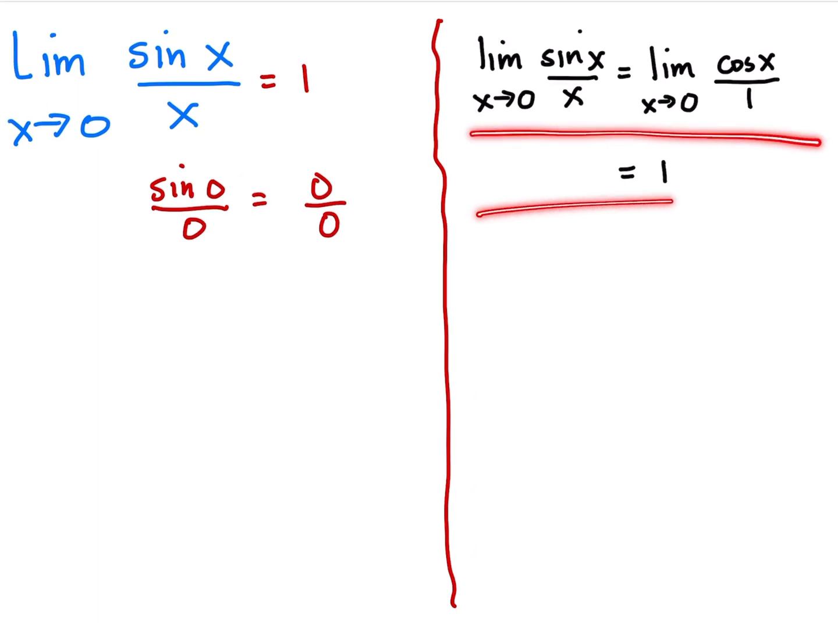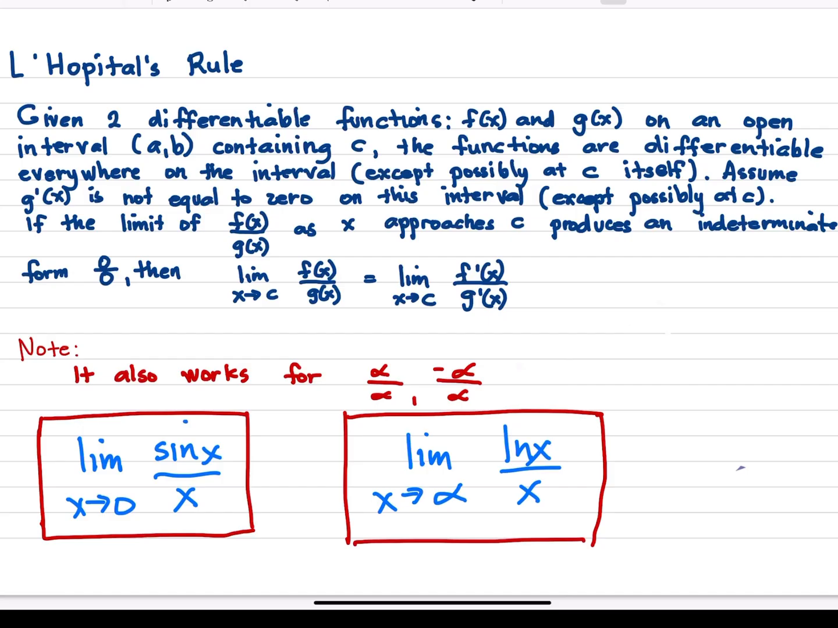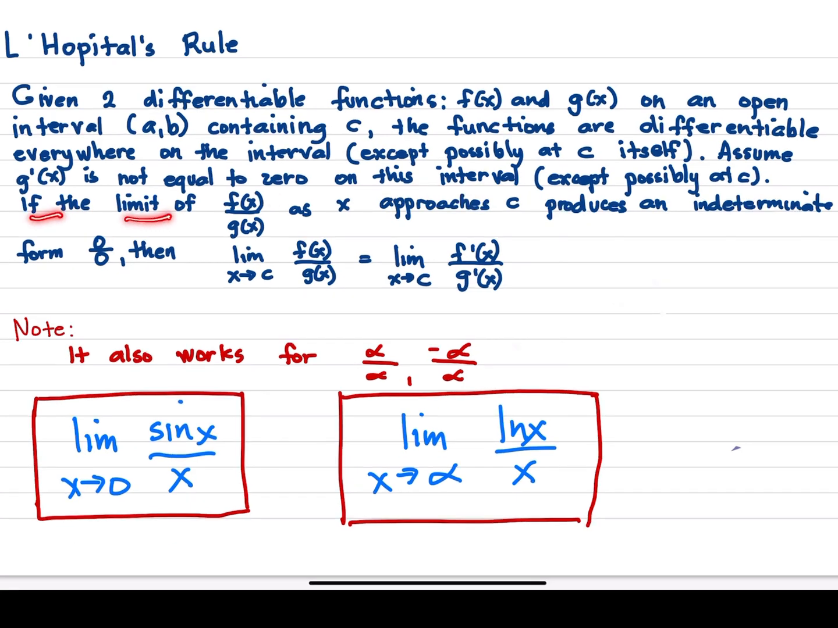This solution made use of a rule in calculus called L'Hopital's Rule. L'Hopital's Rule states that given two differentiable functions, f of x and g of x, on an open interval (a,b) containing c, the functions are differentiable everywhere on that interval except possibly at c itself. Now assume that g prime of x is not equal to 0 on this interval. If the limit of f of x over g of x as x approaches c produces an indeterminate form 0 over 0, then the limit of f of x over g of x as x approaches c is equal to the limit of f prime of x over g prime of x.